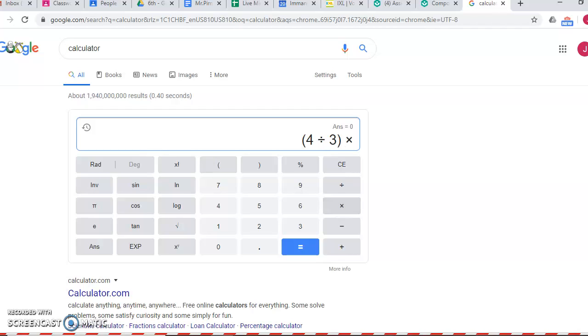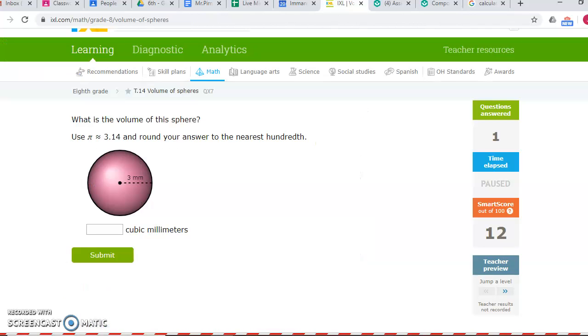So 4/3 times 3.14, because that's the estimate we use for pi, times our radius cubed. Our radius is 3, and we'll hit the XY button, 3 cubed. That's how you need to type in your formula for the volume. Hit the equal sign, and it gives us an answer of 113.04. If I go back to my IXL screen, it says round your answer to the nearest hundredth. So I'm going to keep it right where it is, 113.04.